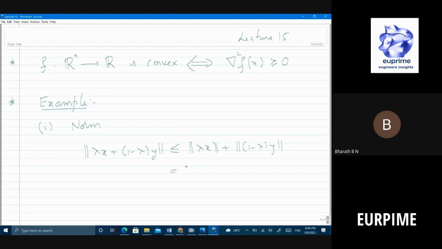which is equal to lambda times norm of x plus 1 minus lambda times norm of y. So norm is convex, right? So that is clear. What else? Can you give me a few other examples? Norm is convex, great. What else?